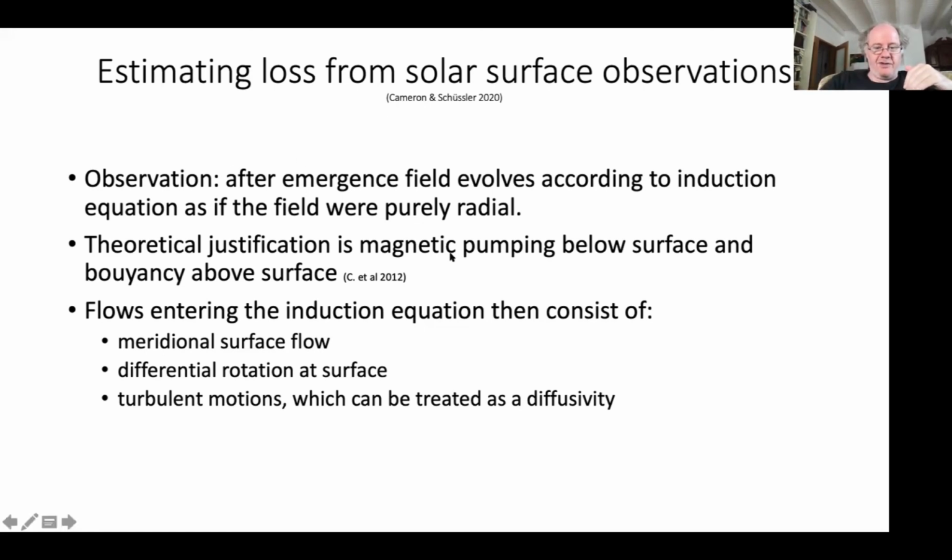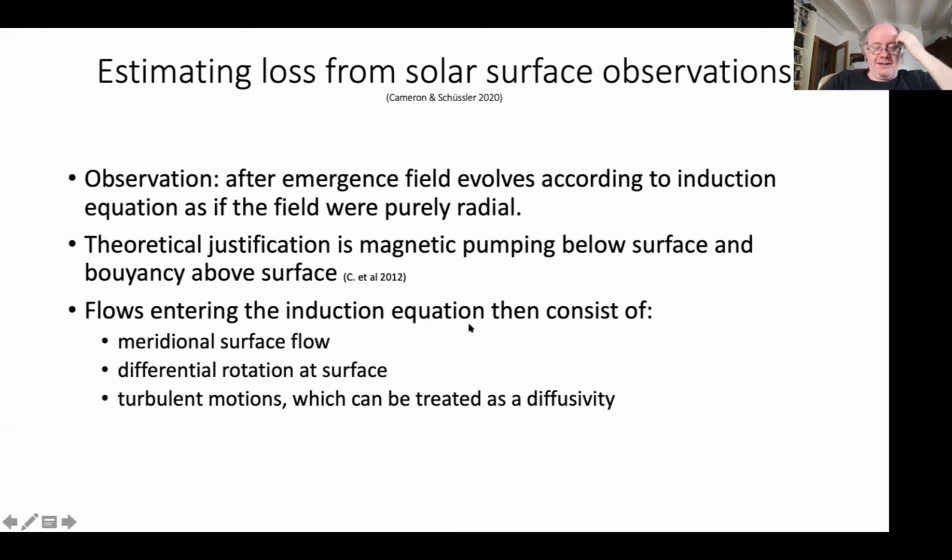So after emergence, the field at the surface is purely vertical. And it's purely vertical because magnetic pumping, radial pumping, is removing any slant to the field below, and buoyancy above the surface keeps the tube vertical. So the tubes are radial at the surface, or the large-scale magnetic field is predominantly radial, and moves around as if it were corks.